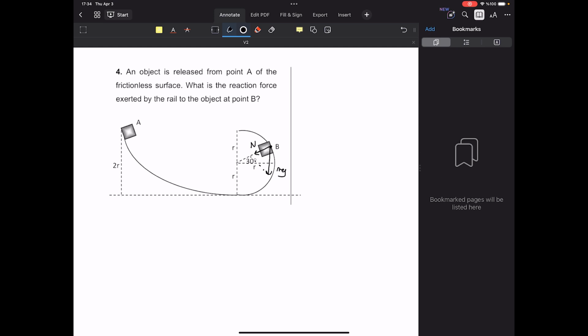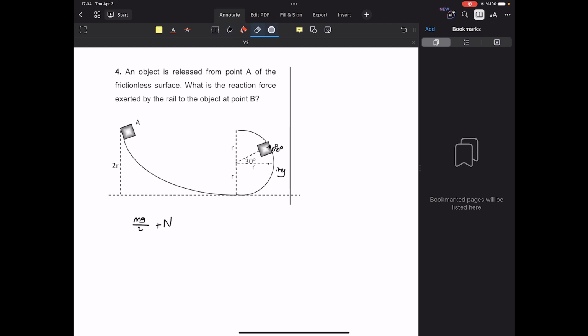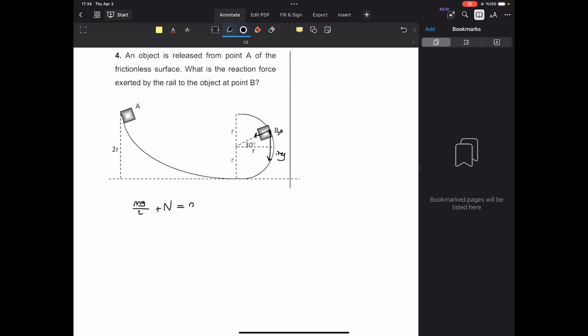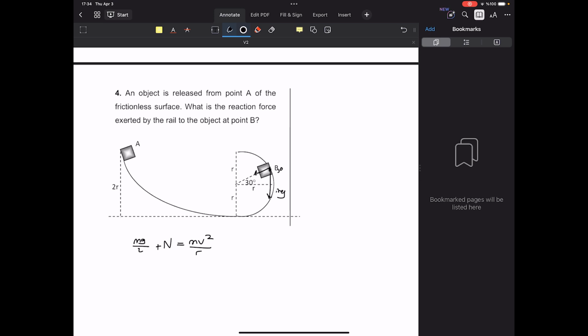Let's find that. If this angle is 30, this angle is 60 degrees. So mg cosine 60, or mg halves, is the magnitude of this force. So we have two forces acting in the direction of the centripetal force: mg halves plus the normal force. I'm going to draw it like this. That is all the force acting on the object, and that should equal mv squared over r, because that is the centripetal force.